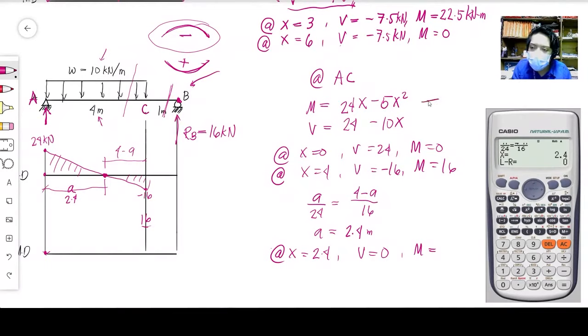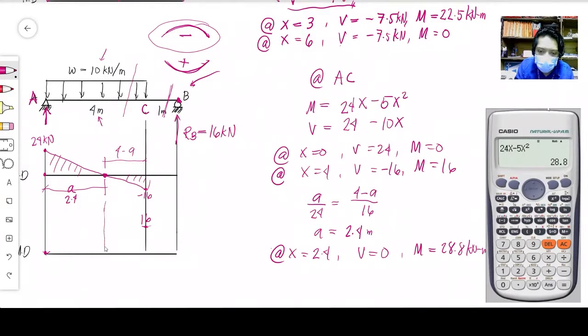You only need to use the equation. Using the equation, your moment is 28.8 kilonewton meter. So indeed, this is the maximum, compared to the 16 here.